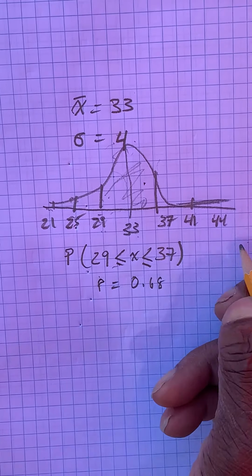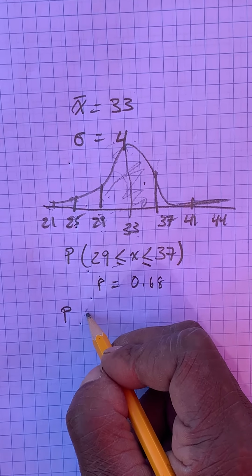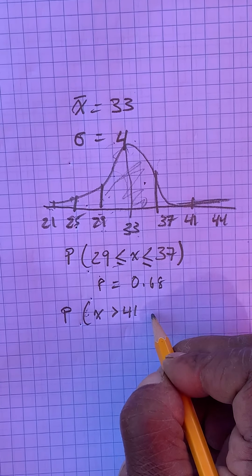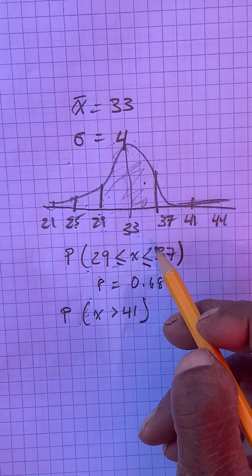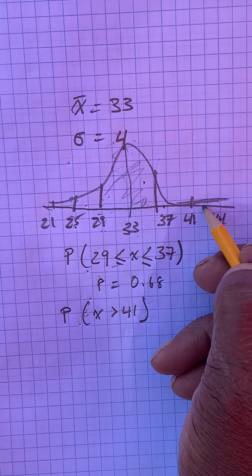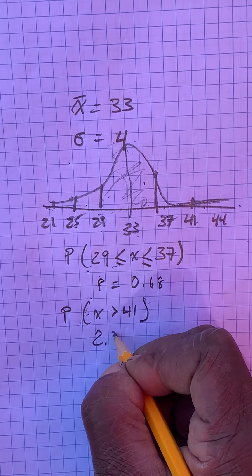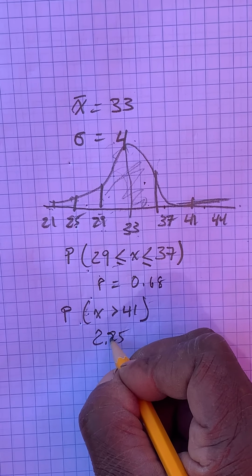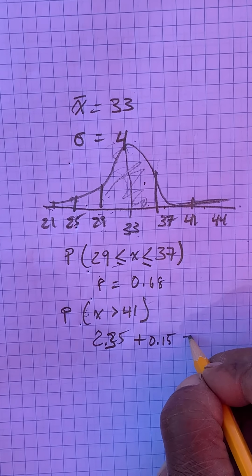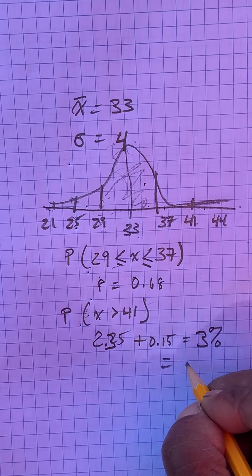Okay. What's the probability of a number greater than 41? The probability that x is greater than 41. We look at this and say, this is my 2.35 part, and my 0.15 part. So I've got 2.35% plus that 0.15%, which makes about 3%. Or as a decimal, 0.03.